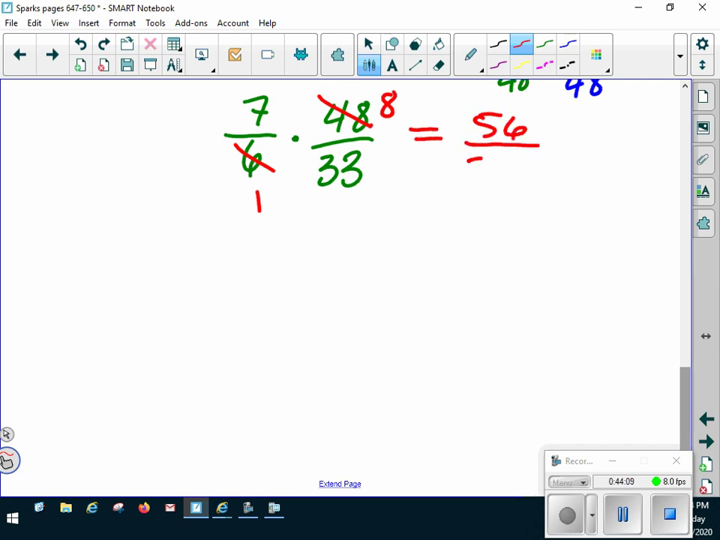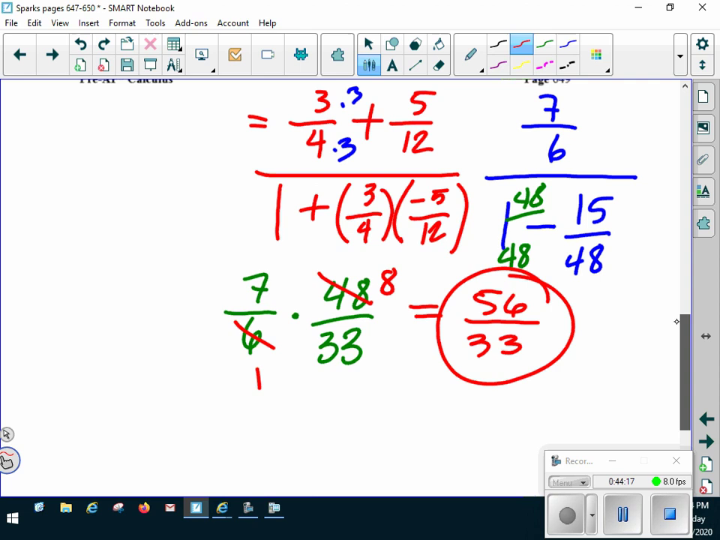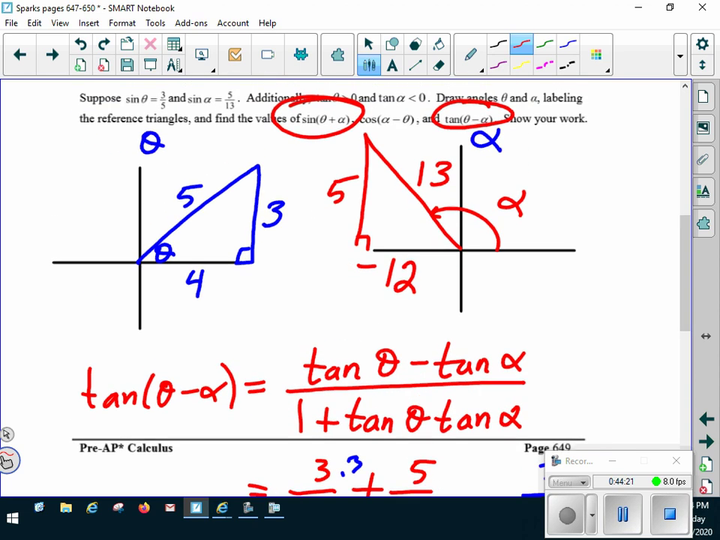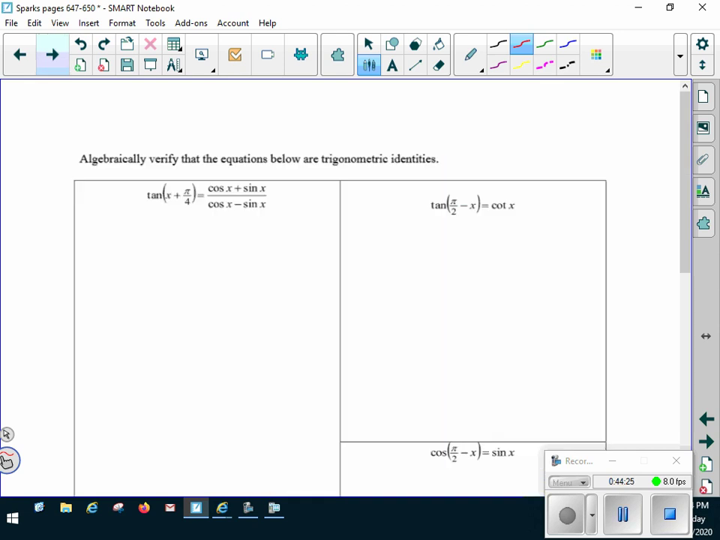(56/33). You will see problems like that on the quiz and test. I'm just going to tell you, where you have to draw those triangles. So please work those enough where you get comfortable. Okay.